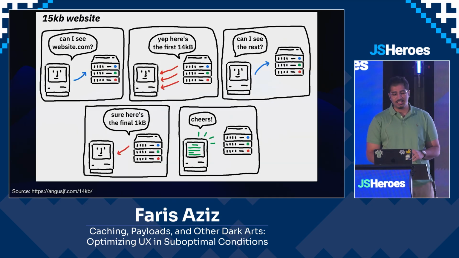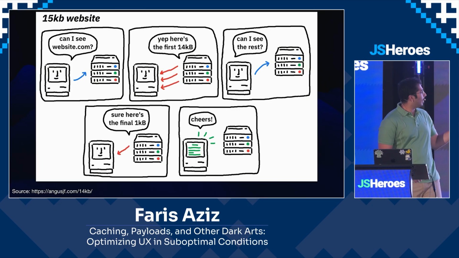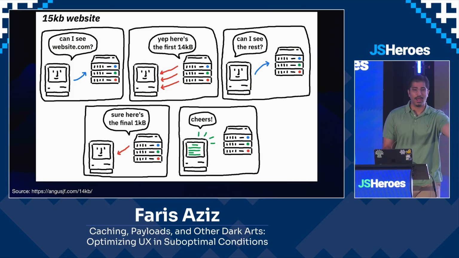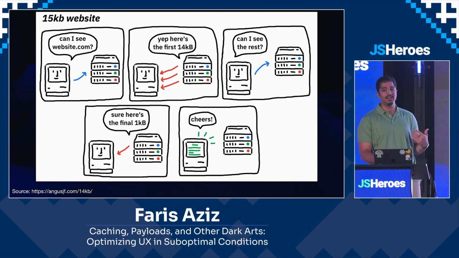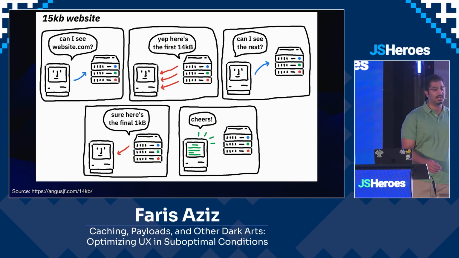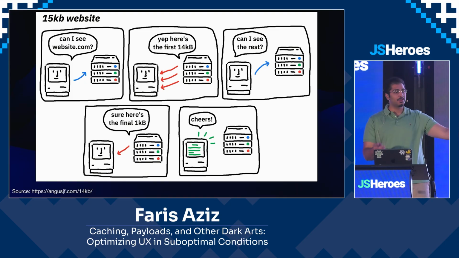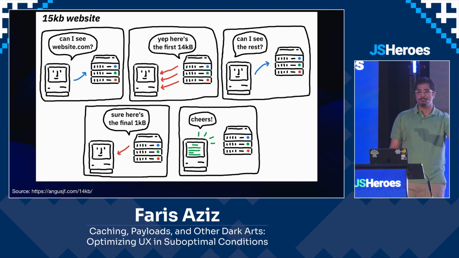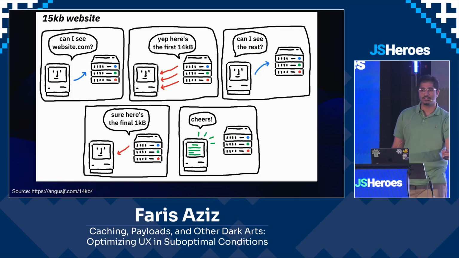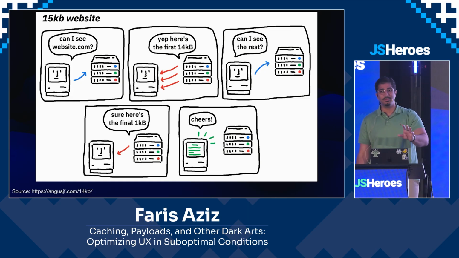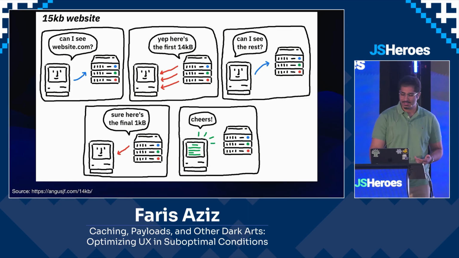Let's say you've got a 15 kilobyte website. You want to see the website, it's going to return the first 14 kilobytes and ask to acknowledge that: can I see the rest of it? It's going to return the final kilobyte, and then there's a round trip that takes place. And the difference between a 13 and 14 kilobyte website could be less than 10 milliseconds of additional time. The difference between 14 and 15 in this scenario could even be up to 15 milliseconds. And we'll figure out why this is the case.